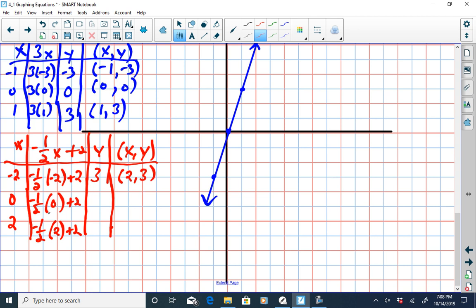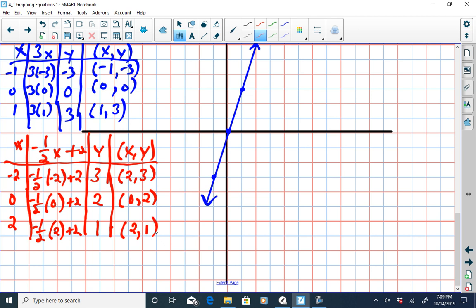When the input is 0, let's see, -1/2 times 0 is 0. 0 plus 2 is 2. So (0, 2) is the ordered pair solution. All right, and this last one, -1/2 times 2 is -1. -1 plus 2 is +1. So my ordered pair solution is (2, 1).